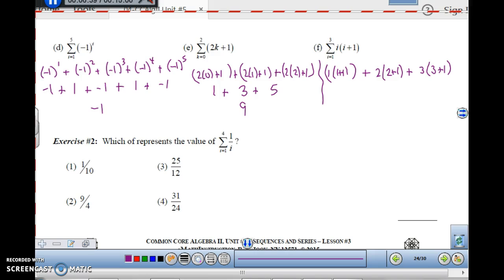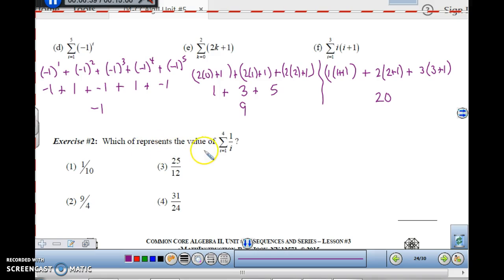And I end up at 20. So that works out to be 20. Okay. So you can see on each one of these, all you have to do is know what your starting value is, plug it in, and go to the successive values until you get to the top number. All right, let's try the next one.